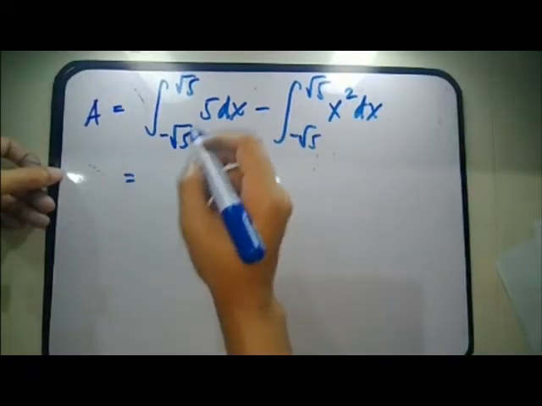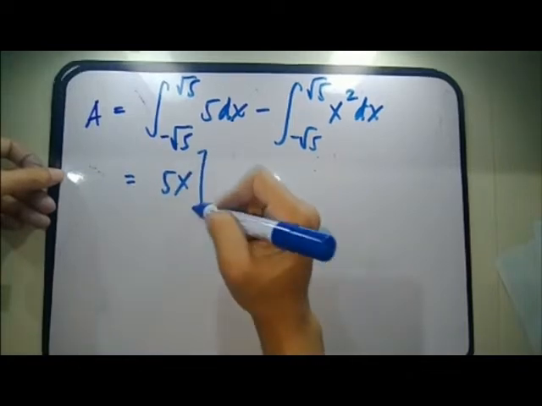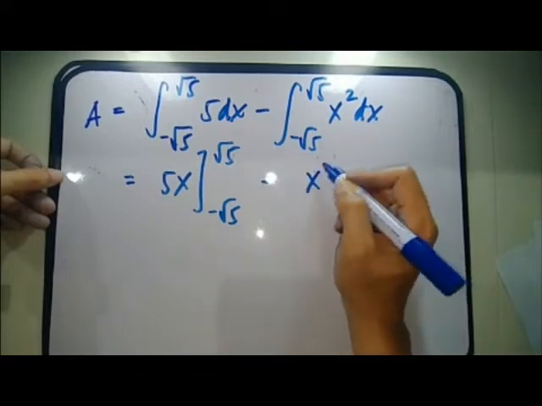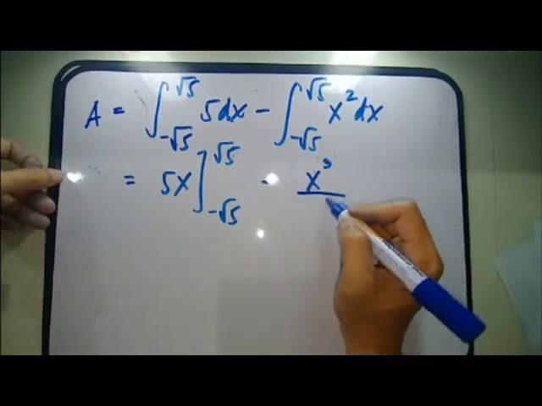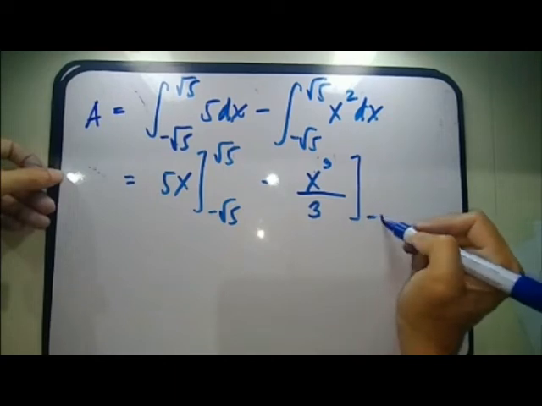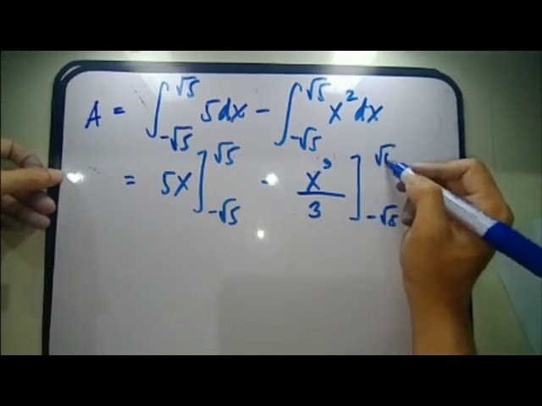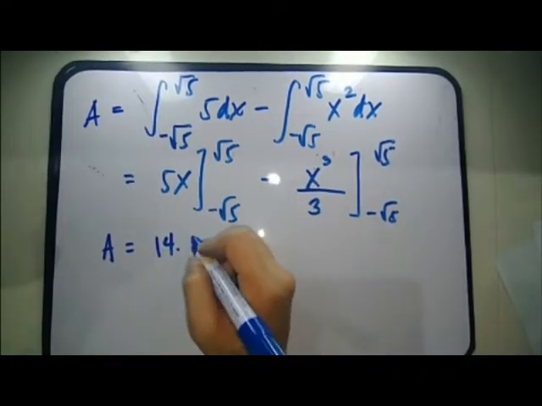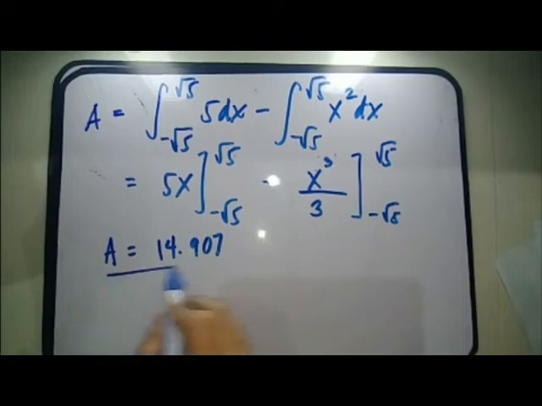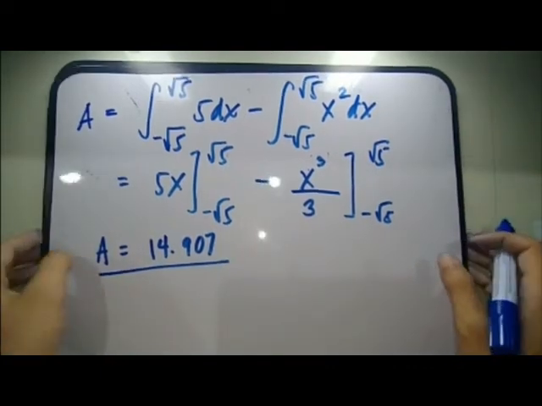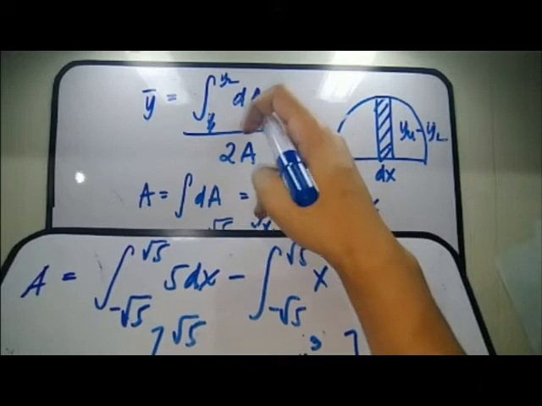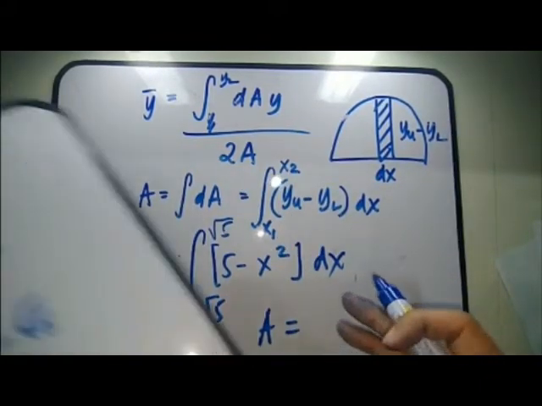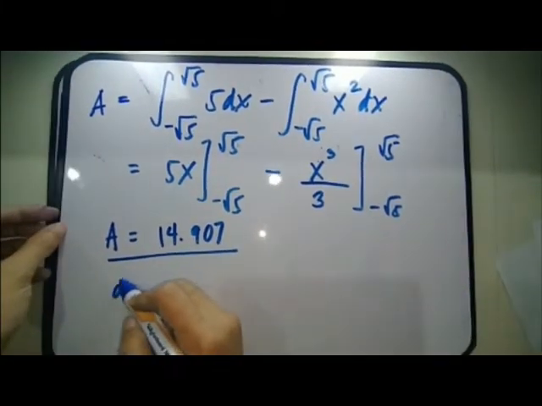Then, perform natin yung mga calculus formulas. So, this is 5x from negative square root of 5 to the square root of 5 minus, you have here x cubed all over 3 from negative square root of 5 to positive the square root of 5. So, input natin sa calcu. We have here 14.907. So, i-store natin yun guys. Then, input na natin sa formula. So, lahat ng nakuha natin, input lang sa formula, then automatic, yun na, may answer na tayo.